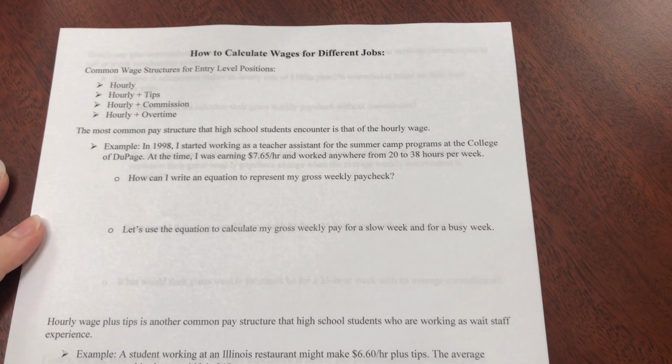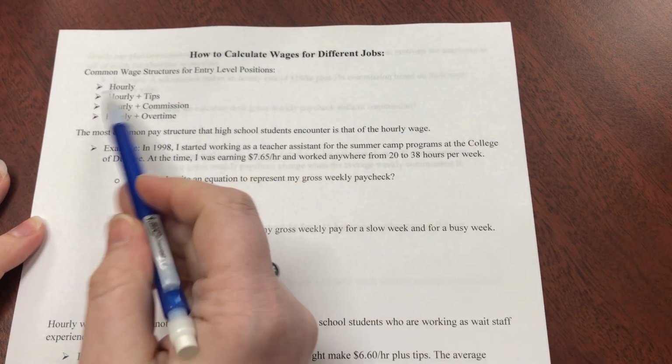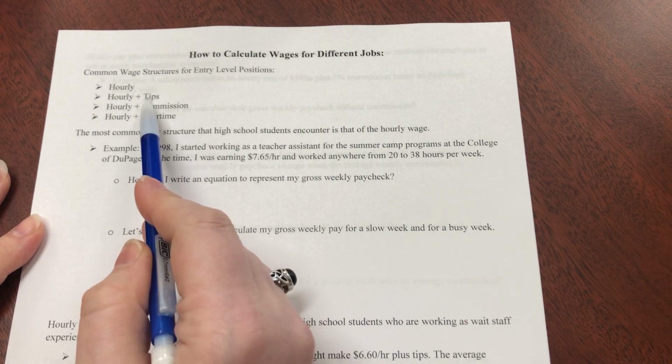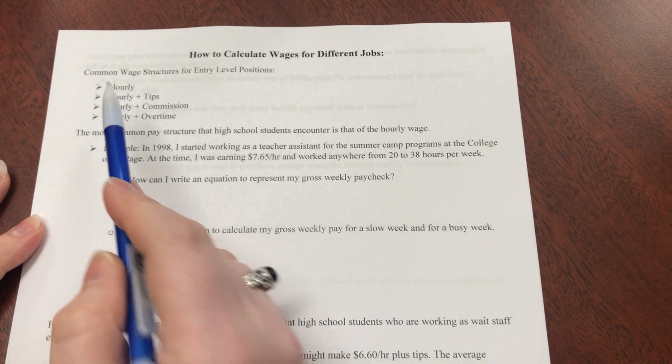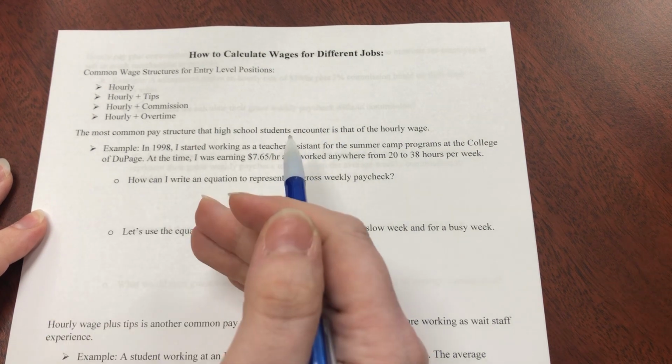Hello ladies and gentlemen, we're going to take a look at how to calculate wages for different jobs. Now we're mainly focused on hourly pay and different types of hourly pay. Along with hourly, you can also get tips, commission, and overtime. Hourly pay just means that you could get paid a certain amount of money per hour that you work.